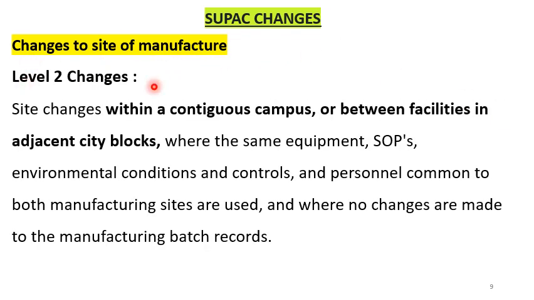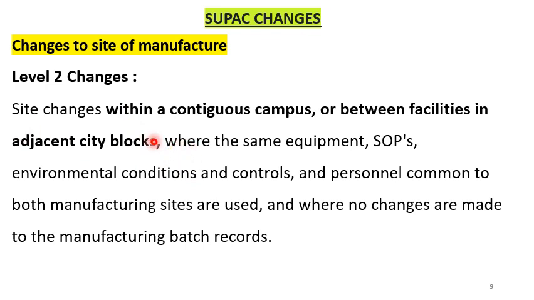Then coming to the level 2 change. Now in level 2 change, the site changes within the contiguous campus or between facilities in the adjacent city blocks. The definitions of these things are studied in video 1, part 1.